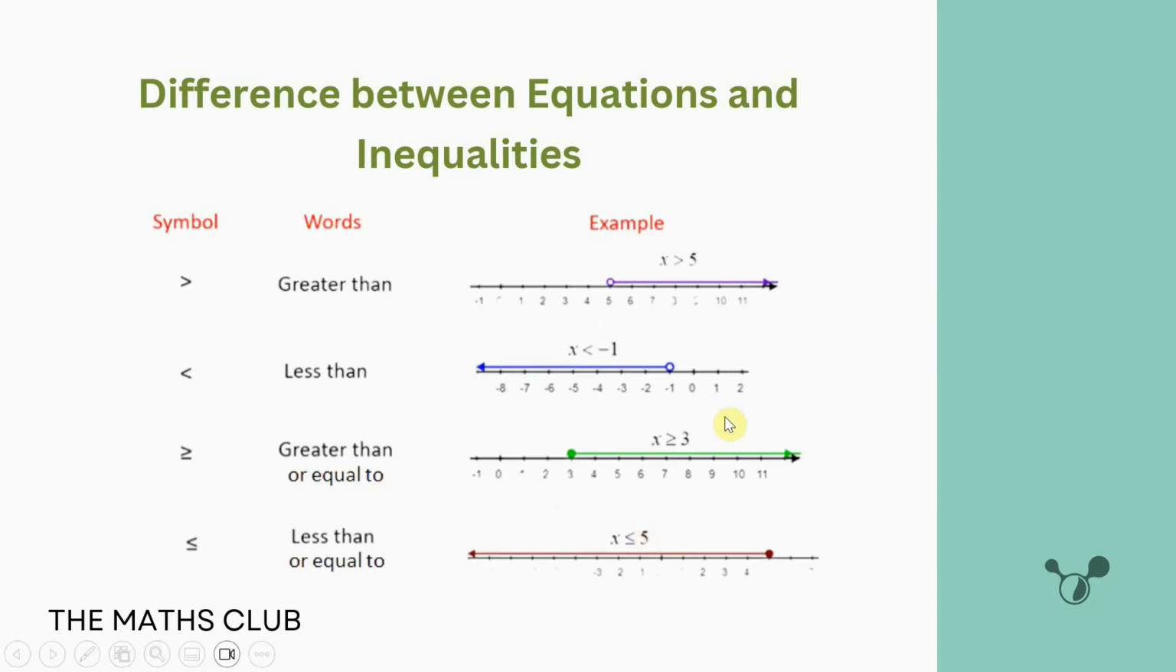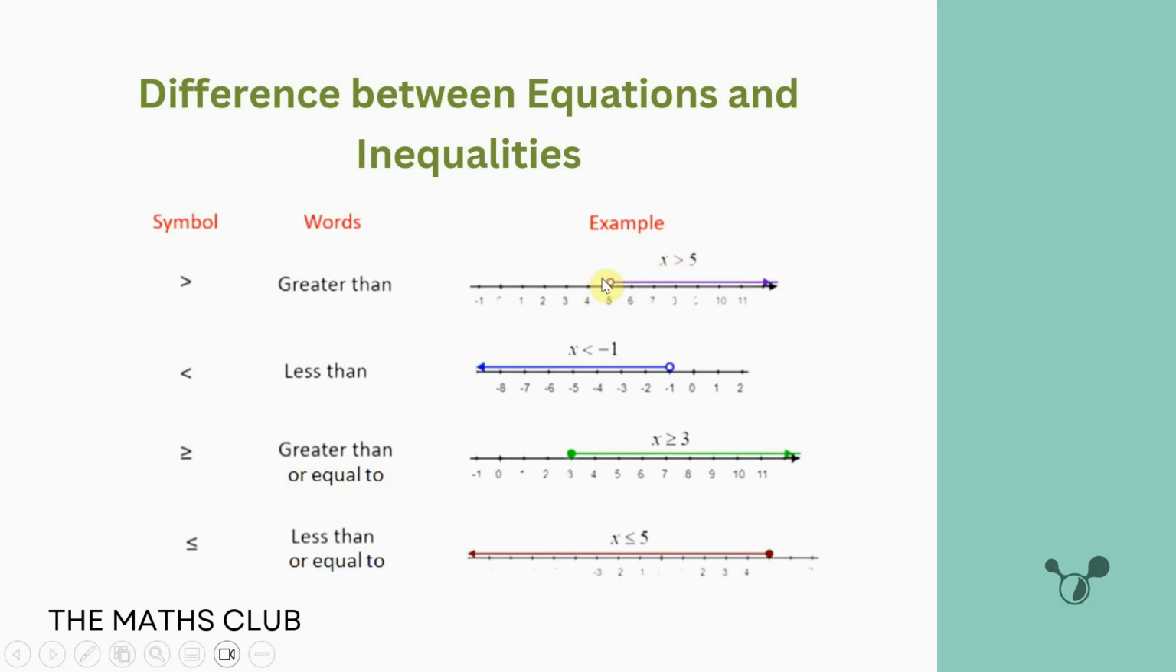Great, so look at the example. We have x is greater than 5, still the same number line. But at x is greater than 5, we draw a circle. This time we don't shade because 5 is not included. If 5 was included, we would have shaded it. But when x is greater than 5, 5 is not included, so we don't shade it.